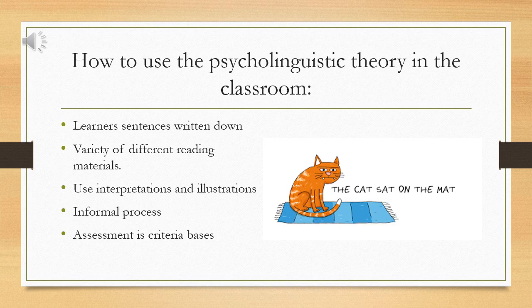Children should have a variety of different reading materials accessible to them, such as storybooks, posters, and recipes. Learners are encouraged to read to themselves and use illustrations to interpret what is happening in the story. It is an informal process that allows for the learner to use different reading strategies. Learners are assessed according to whether they form meaning from a written text or not.